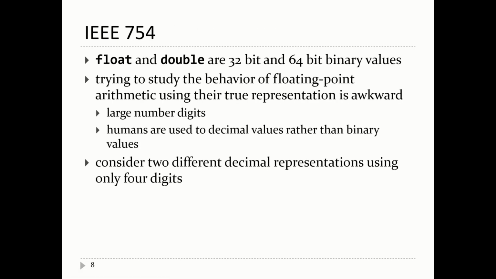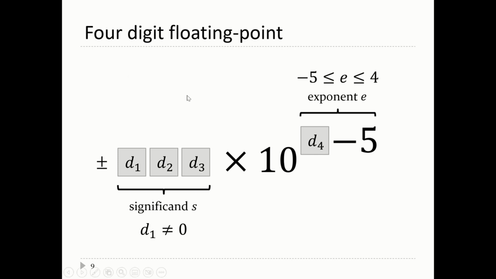Let's consider the following representation of a base 10 floating point number. I'm going to use four digits only, each between 0 and 9. That's my significand. I'll write the significand with three digits, and I'm going to add the constraint that D1 is never 0, so you never get 001 or 012 or something like that. That number can't be 0, so there are always three significant digits.